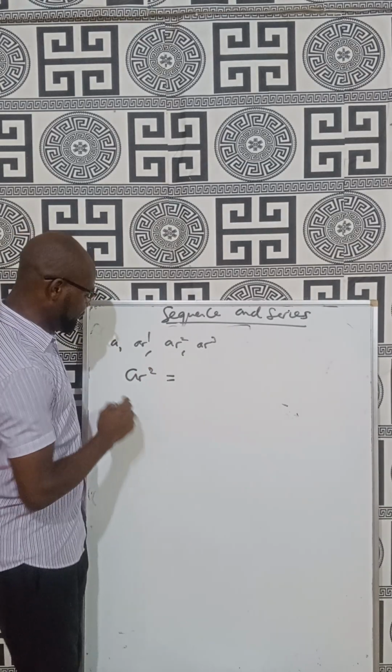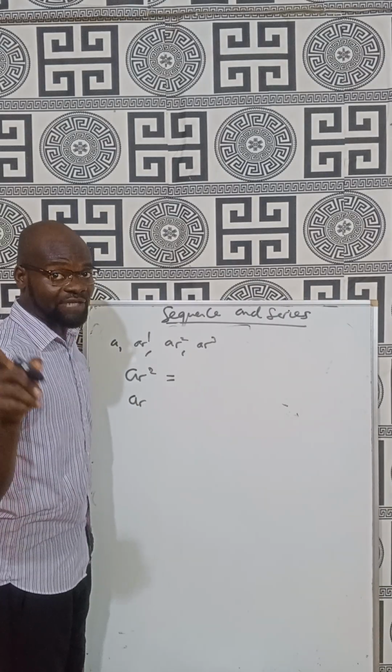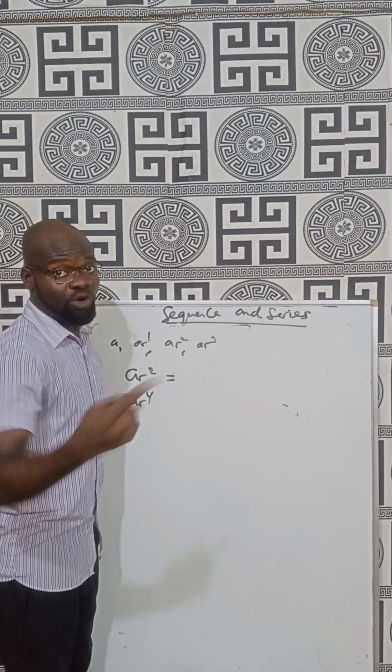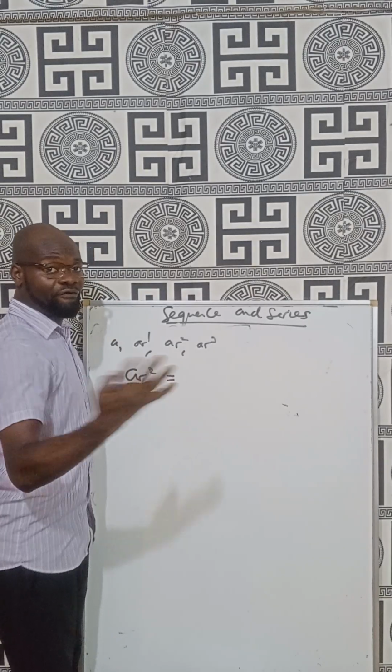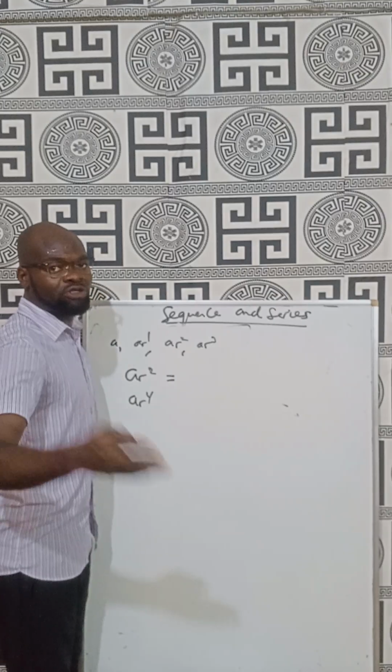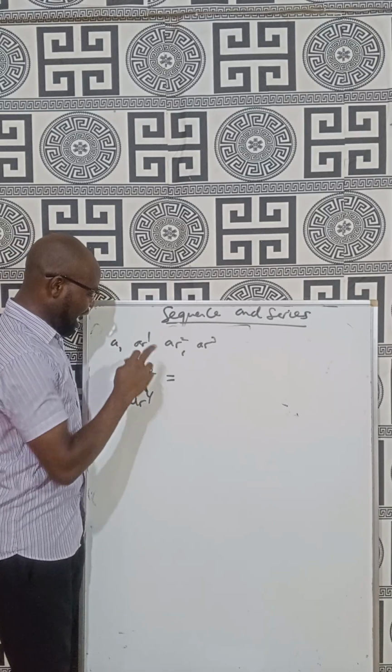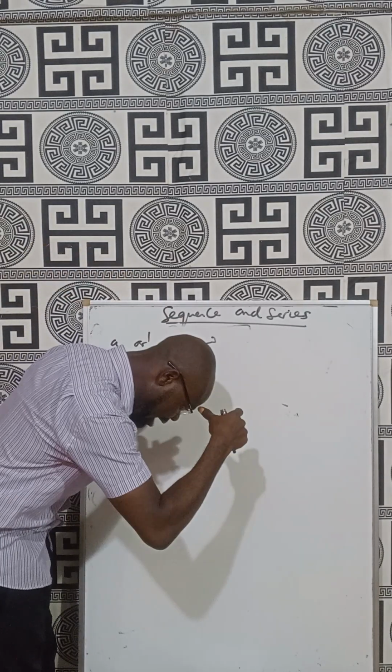And the fifth one is what? Fifth is AR5 minus 1, that's AR4. The third one is AR2, just take away 1. Third one, 3 minus 1 is 2. Fifth one, 5 minus 1 is 4. So what is going to be the 10th term? AR9, because 10 minus 1 is 9. So the third and the fifth term are what?